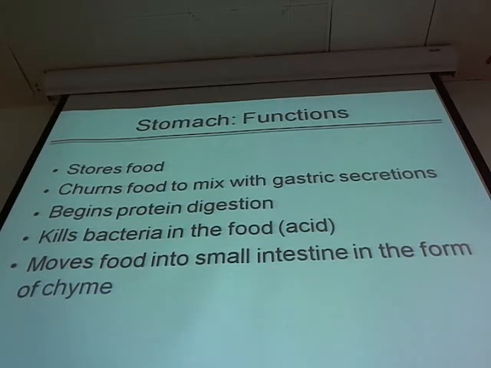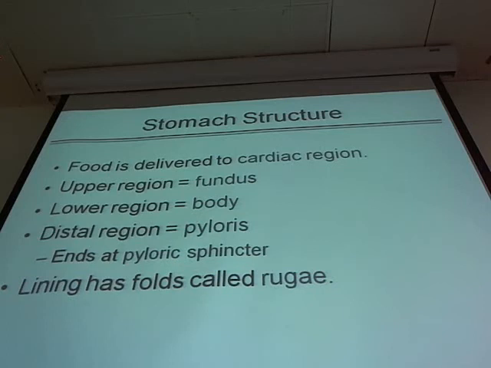But let's go on. Stomach structure. The upper division is the fundus. The lower body is the pyloric region, and it ends at the pyloric sphincter. If you have had a Roux-en-Y, they have removed the pyloric sphincter, which makes it hard to control. That's all part of the gastric bypass. The lining has folds called rugae. The more folds, the more surface area for the secretion of enzymes.